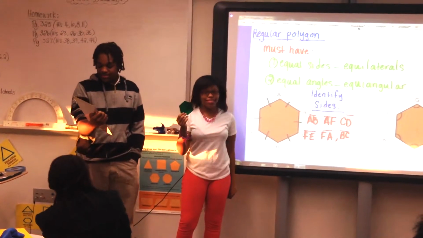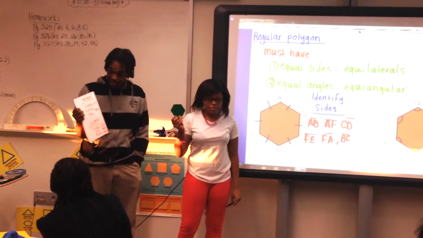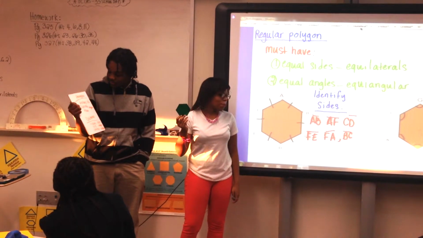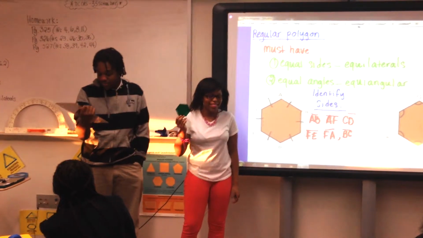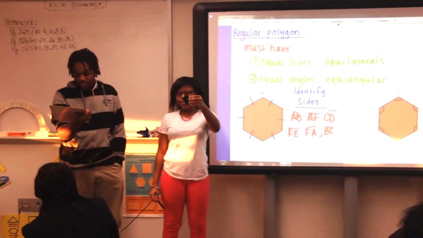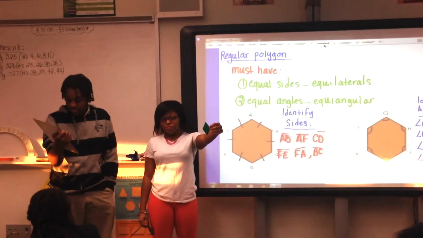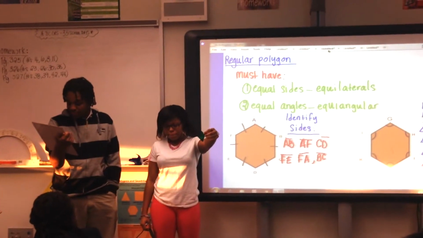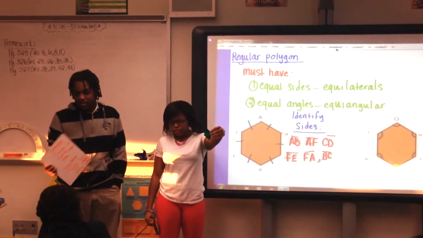Hexagon, 6 sides, 2D. It's convex. It's a polygon and it's flat. Fantastic. A diamond is 4 sides, flat, 2D, 4 angles, convex, and it's a polygon.